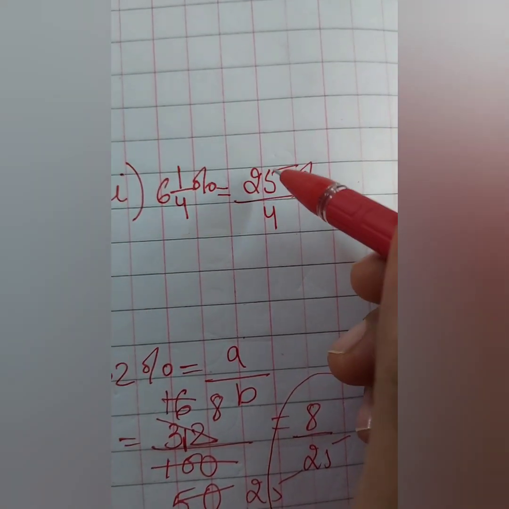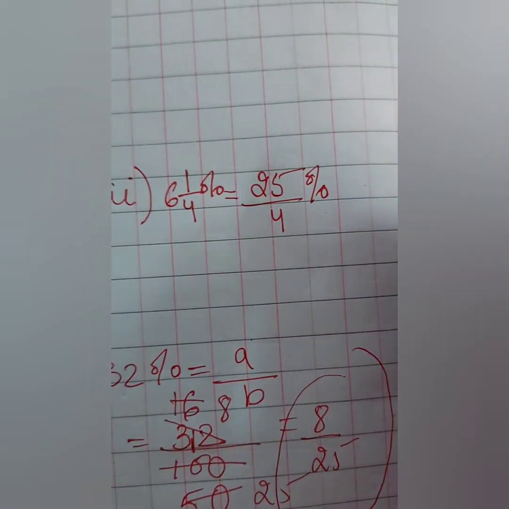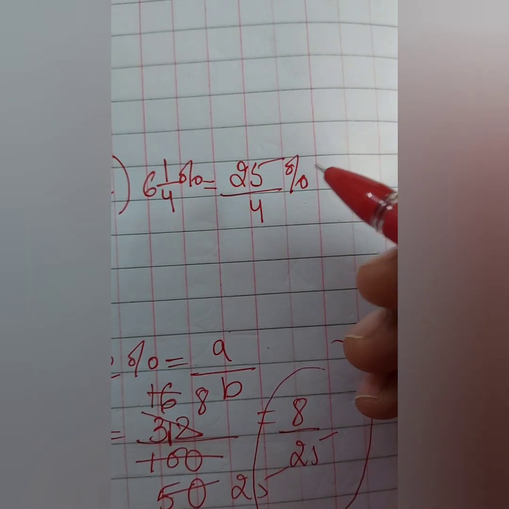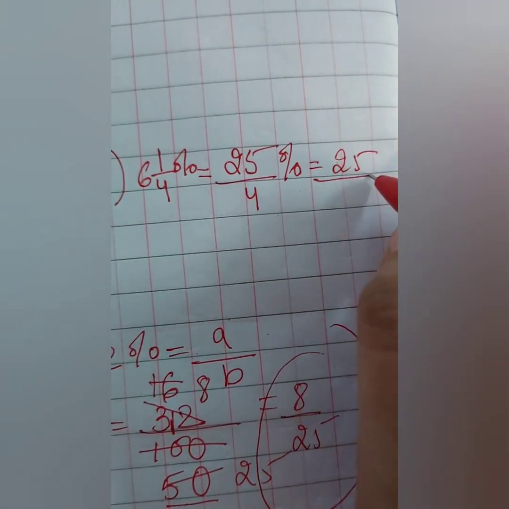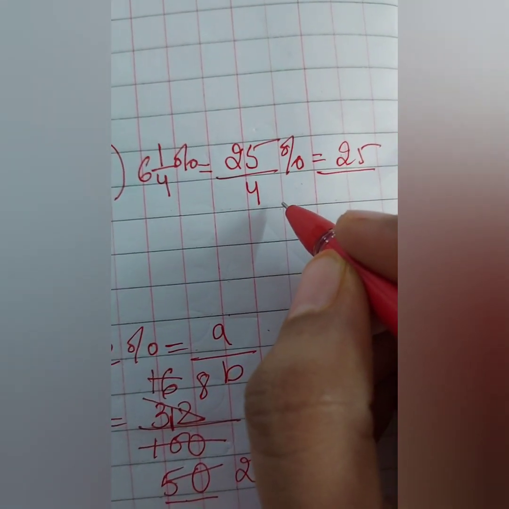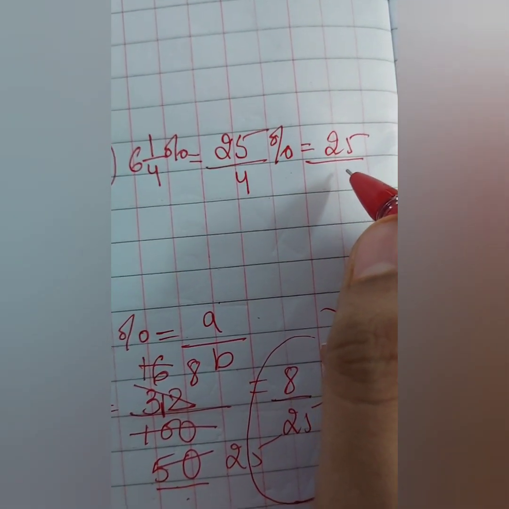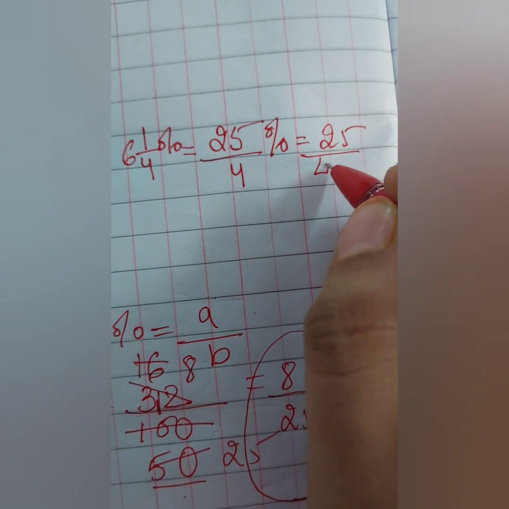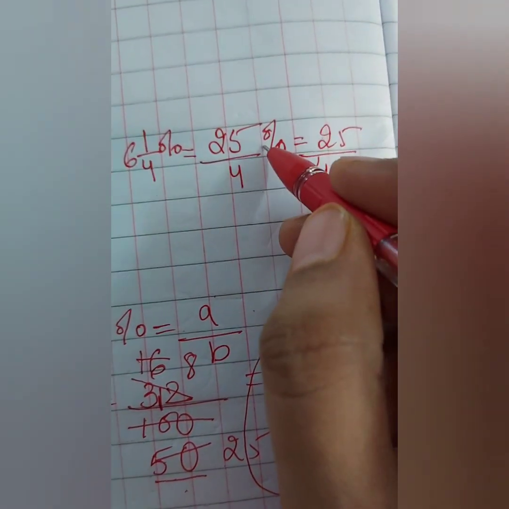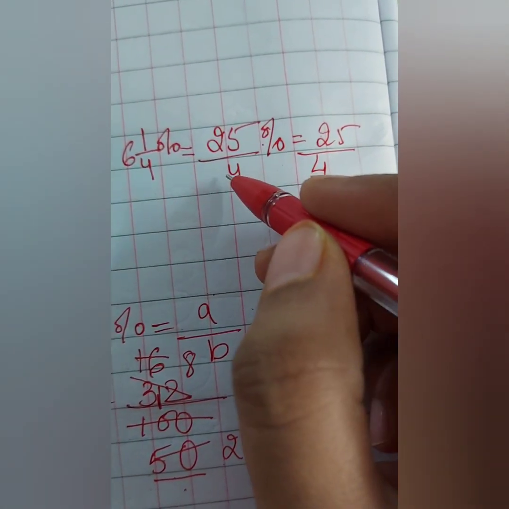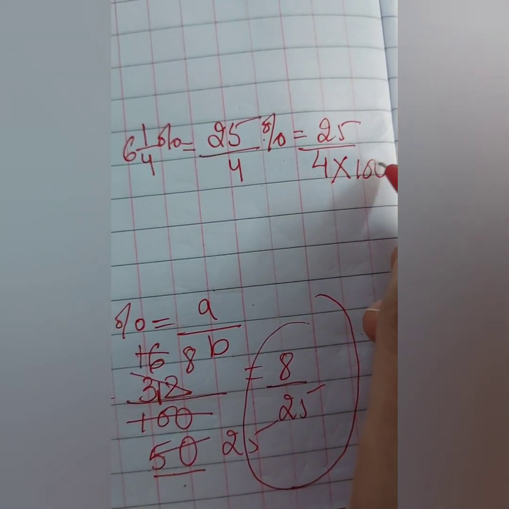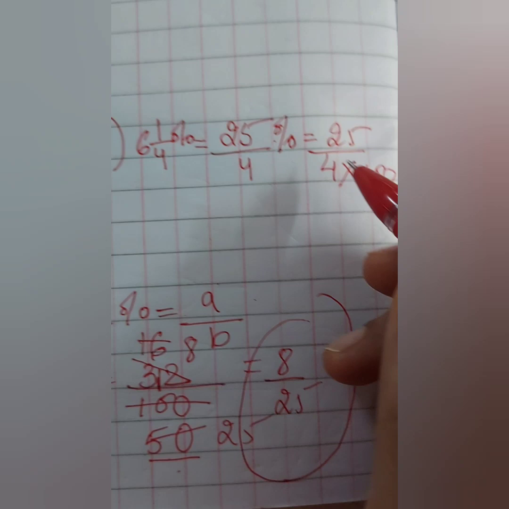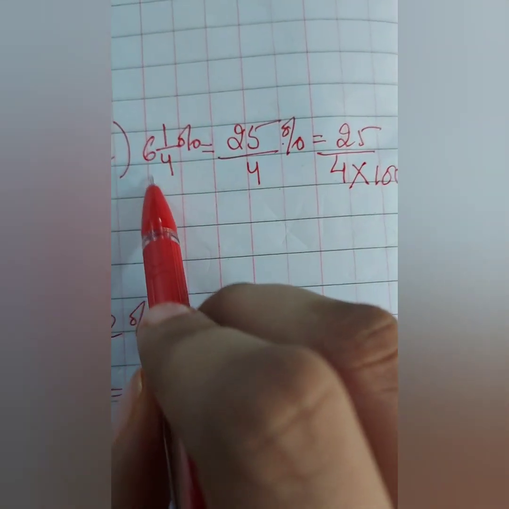And remember, whenever you are changing any percent into some other value, you will make it upon 100. So you will write what? 25 upon 100 you are going to write. But when you write 100, you will see that 4 is already there in the denominator. What goes in the denominator? 100. 4 is already there. You will put 100 with a multiplication sign.